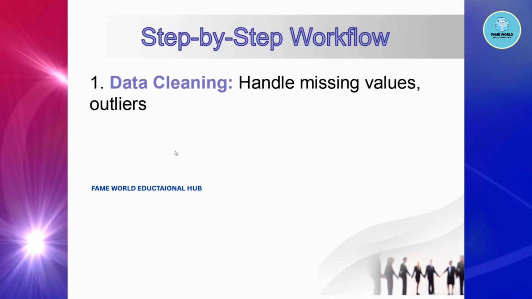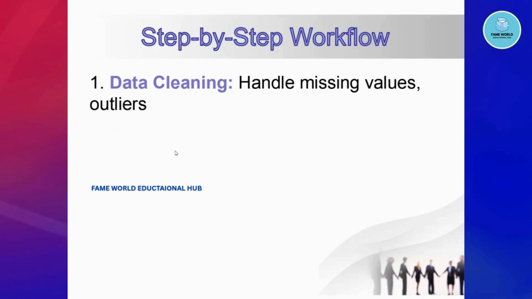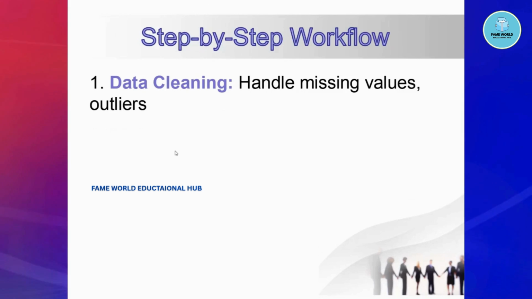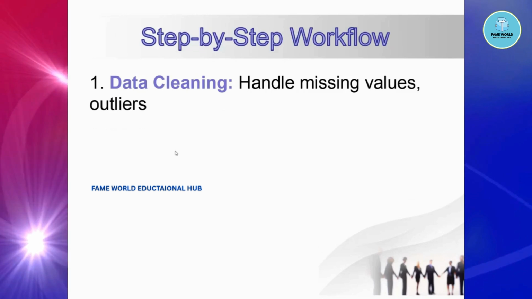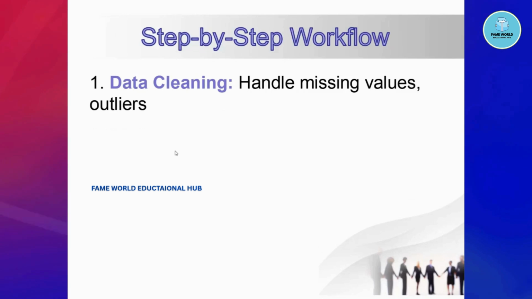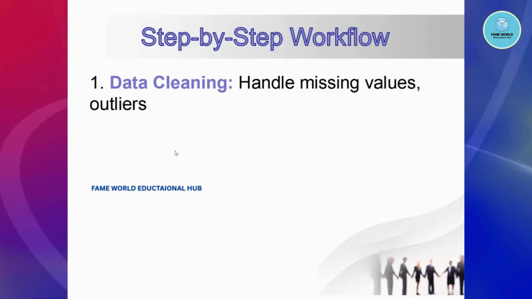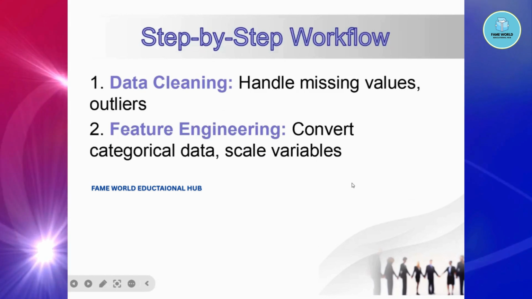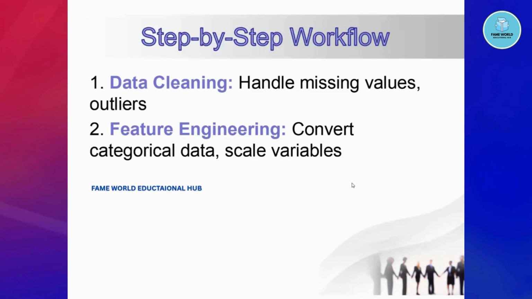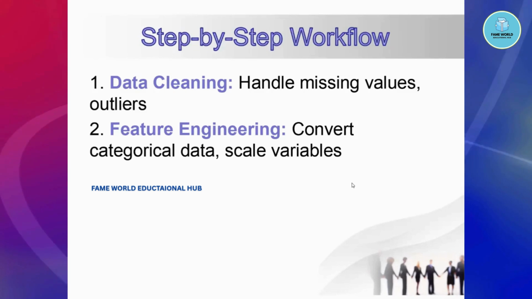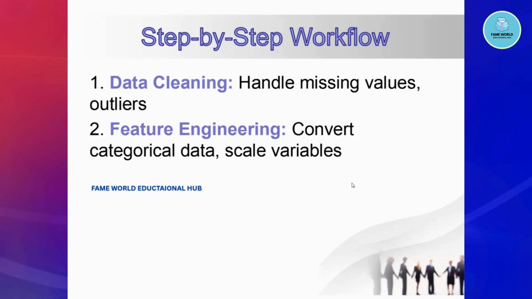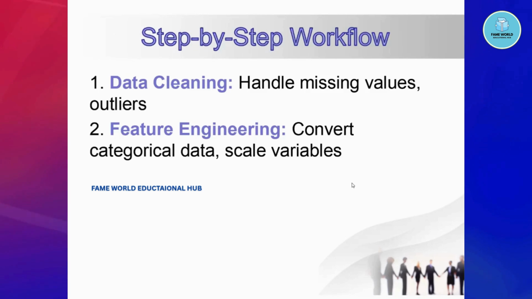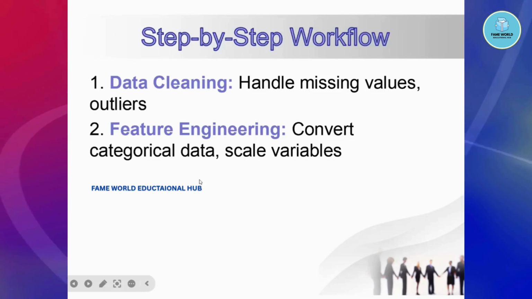Here's how we approach the project in four key steps. Step one is data cleaning. Real world data is messy. We deal with missing values, incorrect formats, and outliers. For example, what if someone's income is recorded as zero or missing? We have to fix that. Step two is feature engineering. We convert non numerical data into numerical form. For instance, converting yes no credit history into 0 and 1. We also normalize and scale values so that one large feature does not dominate the learning process.